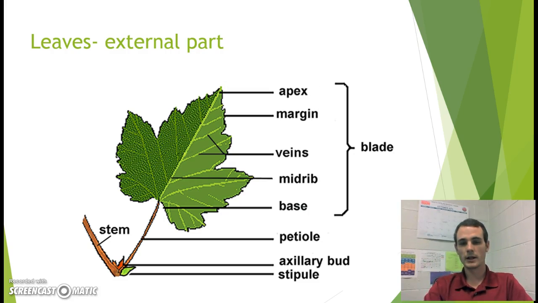In the leaf blade, you have the apex, the margin, the veins, the midrib, and make sure you know those parts make up the leaf blade. And then you also need to know the part that connects the leaf to the stem of the plant is the petiole.